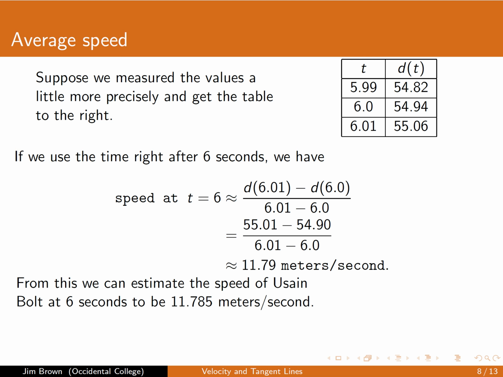So we could continue to get closer and closer measurements and a better estimate by taking the interval surrounding the 6. If we want to do a little bit better, we could do 5.999 and 6.001, and that would give us a better estimate. We could keep doing this, and the shorter the interval around 6, the better our estimate for the speed is going to be by using the average speed.